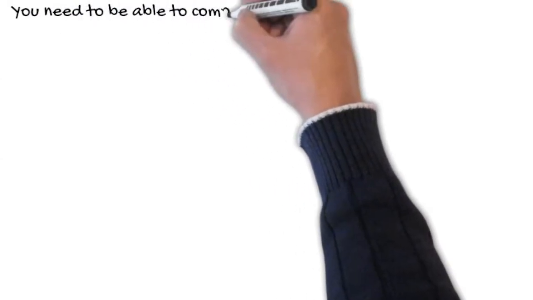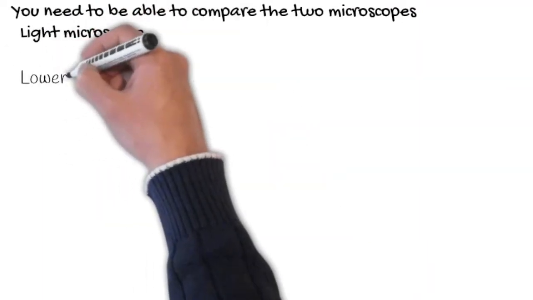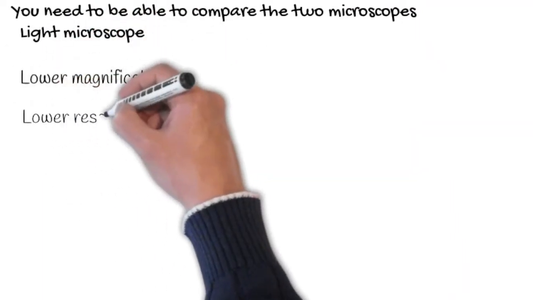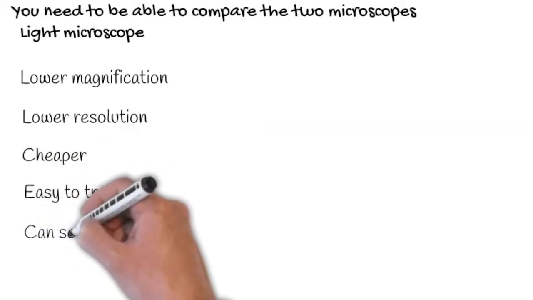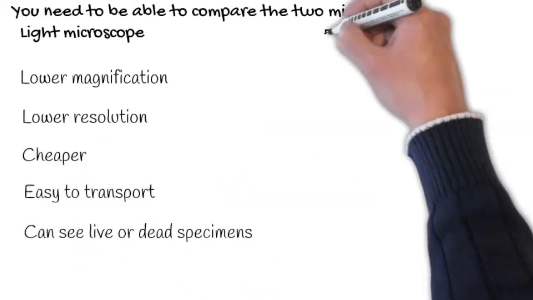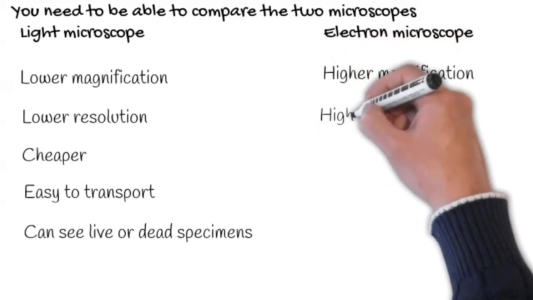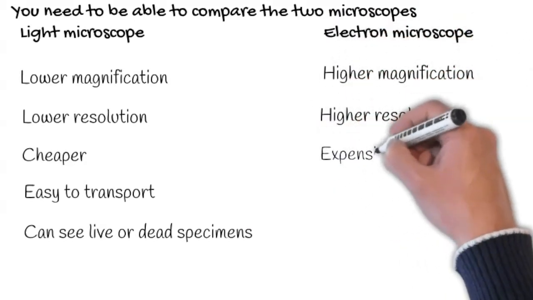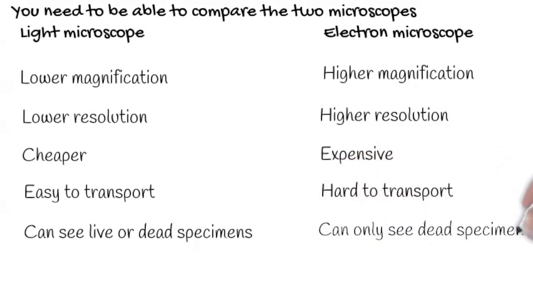You need to be able to compare these two microscopes. Light microscopes have lower magnification, a lower resolution, they're cheaper, they're easier to transport, you can see living or dead specimens, whereas electron microscopes have a higher magnification, a higher resolution, they're more expensive, harder to transport, and you can only see dead specimens.